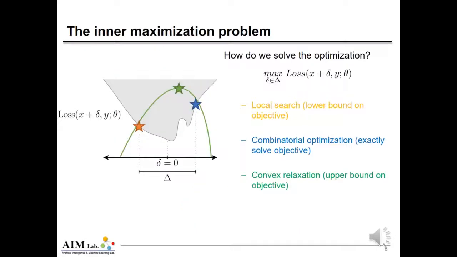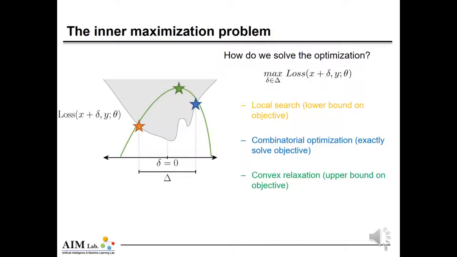So let's see how adversarial examples come about. The left figure shows the loss landscape. We have some perturbation region delta that's shown on the bottom there. We have some initial point delta 0, and we have some loss function that exists for different perturbations delta. And now we want to maximize this quantity. There are three options to do that.